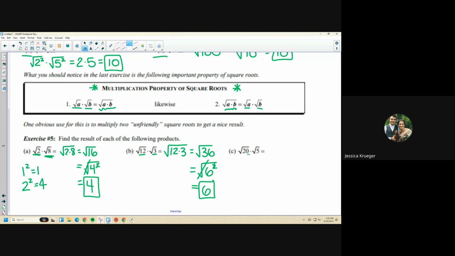Same thing in C. I can't take a square root of 20. I can't take a square root of 5, at least not nicely. So I'm going to take the square root of 20 times 5 and see if that works. 20 times 5 is 100, and thank goodness, 100 is a perfect square. It's 10 squared. So I can get rid of my square root and my square, and I get just plain old 10.